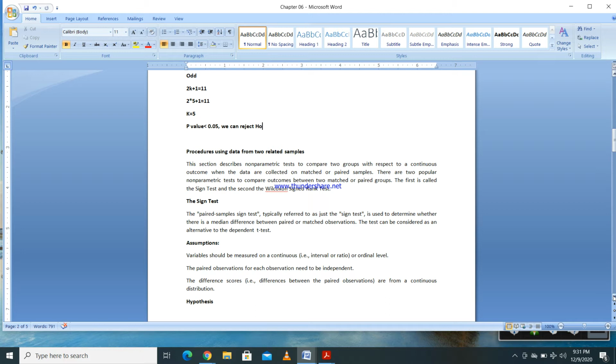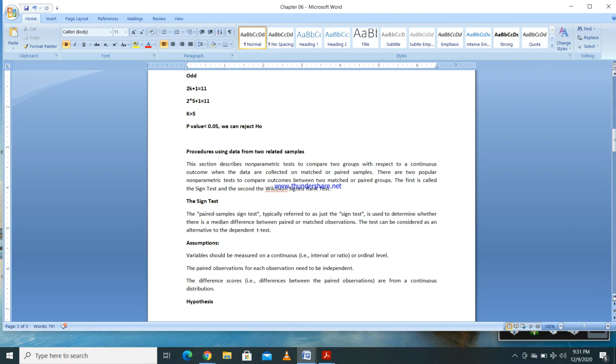All right. In this case, there are some assumptions that you have to satisfy. The variable should be on a continuous scale, and it should be at the interval, ratio, or ordinal level. The paired observations should be independent, and the difference scores, for example the differences between the paired observations, should come from a continuous distribution.